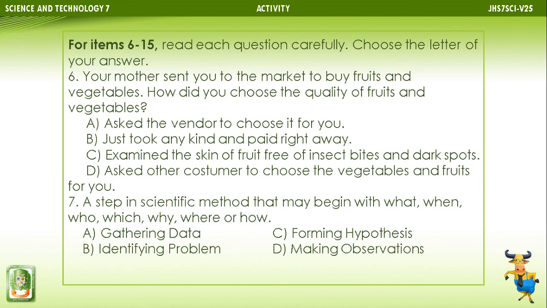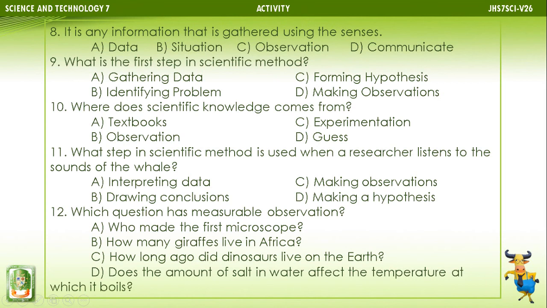7. A step in scientific method that may begin with what, when, who, which, why, where or how? A. Gathering data. B. Identifying problem. C. Forming hypothesis. D. Making observations. 8. It is any information that is gathered using the senses. A. Data. B. Situation. C. Observation. D. Communicate. 9. What is the first step in scientific method? A. Gathering data. B. Identifying problem. C. Forming hypothesis. D. Making observations.